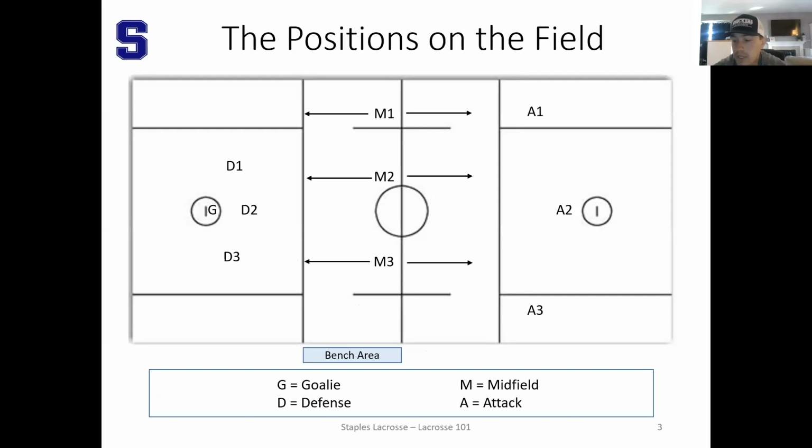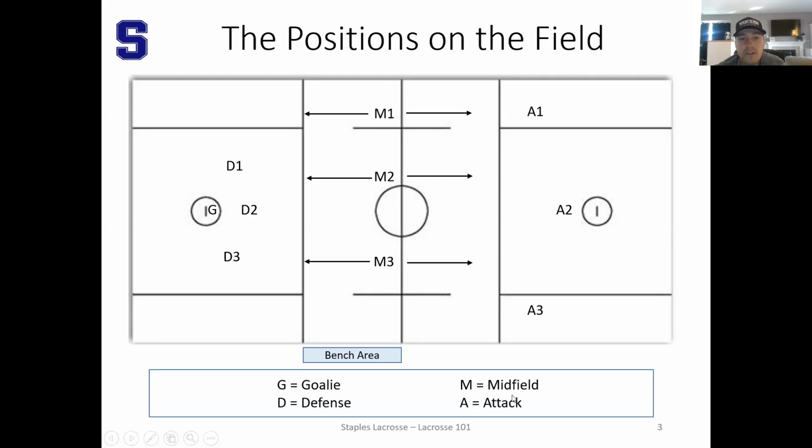So here you see the positions, right down on the far end to the left. We've got our goalie. He's in our crease. He protects our goal. Then we've got our three defensemen in front of him, D1, D2, D3. They basically spend most of their time on this end of the field, not crossing the midline. But every once in a while, they'll go over with the ball in their stick or go over to help with the clear.